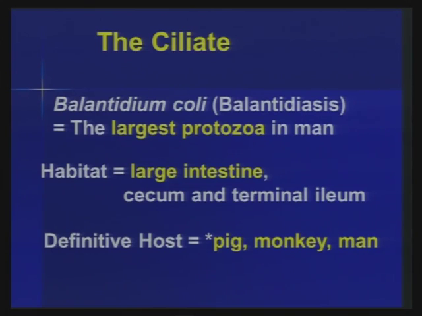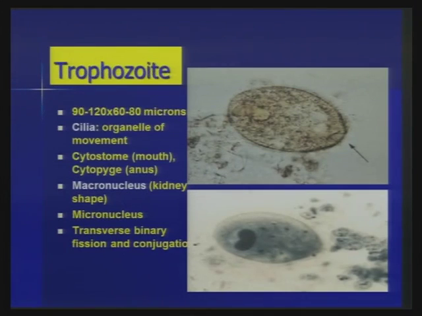So look at the definitive host, mainly in pig, but they can be the parasite of human if they infect human, and they can cause disease. They look cute for me. This is the ciliate, and they have the mouth here. So they will use the cilia to move very quick. Once they are alive, they move very quickly. And this is the ciliate.